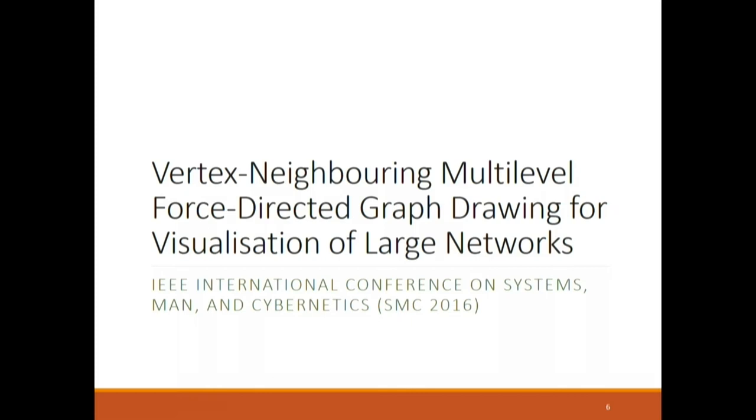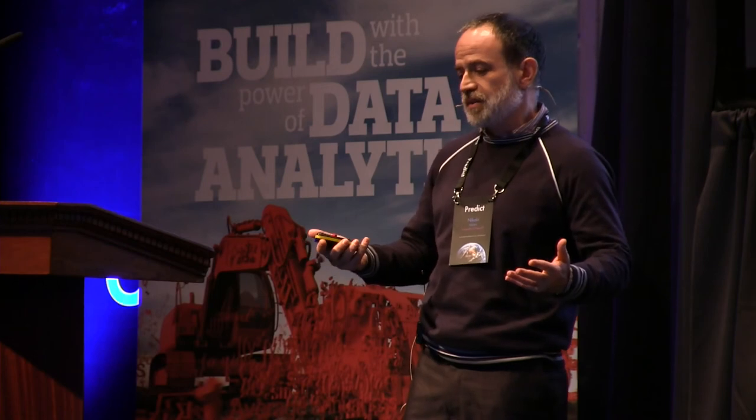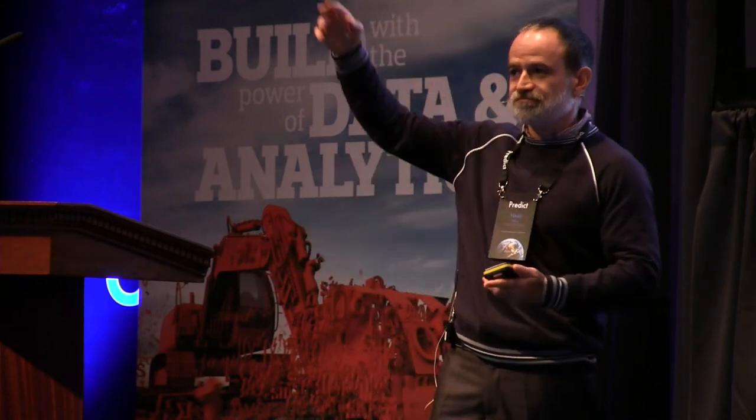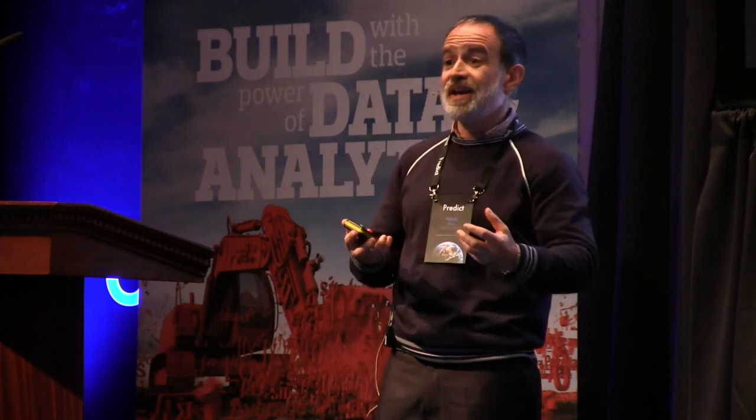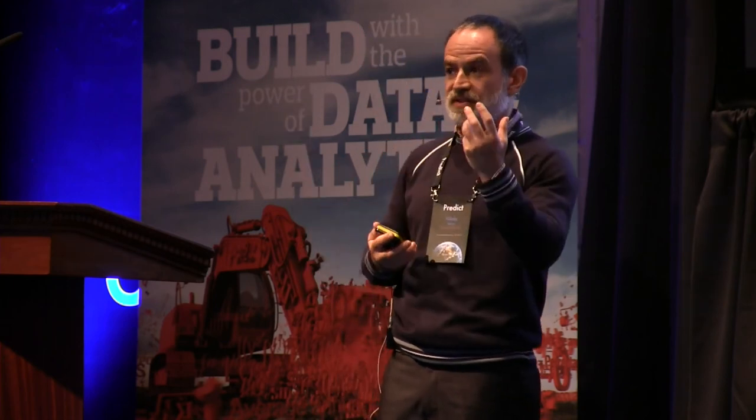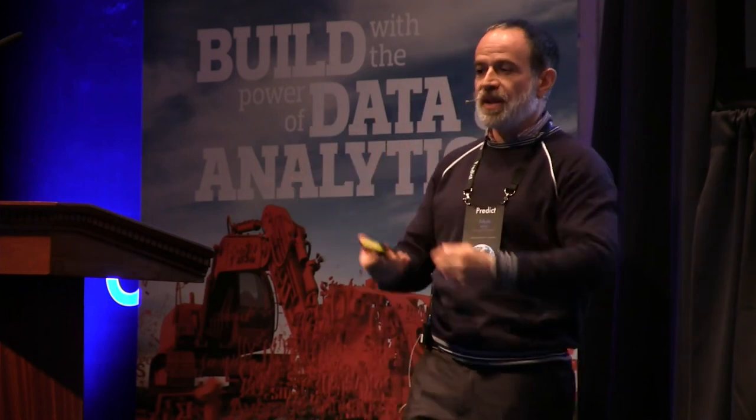When you visualize a network, the underlying structure of the network is something that in maths is called a graph. This is not the graph that we know, the graph of a function. This is a graph that is a system of vertices and links that connect those vertices, that we call edges. So vertices and edges.